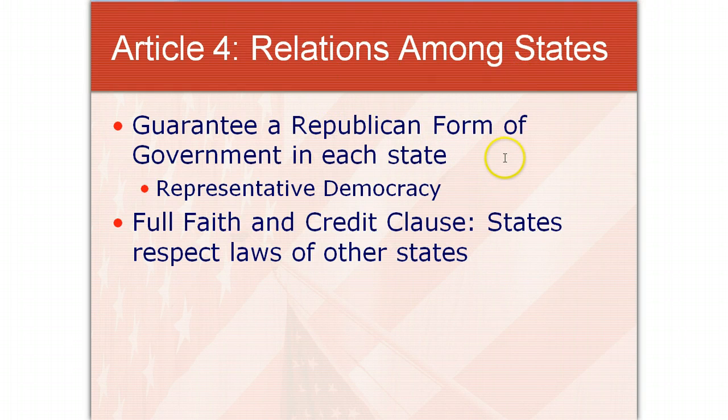So they tell states that they have to guarantee a Republican form of government in each state. This doesn't mean that all people are Republicans. It means that they will have a republic or a representative democracy in each state. Also, it says that there will be full faith and credit from state to state, meaning that states should respect the laws of other states. And we'll get into that more in Chapter 3.